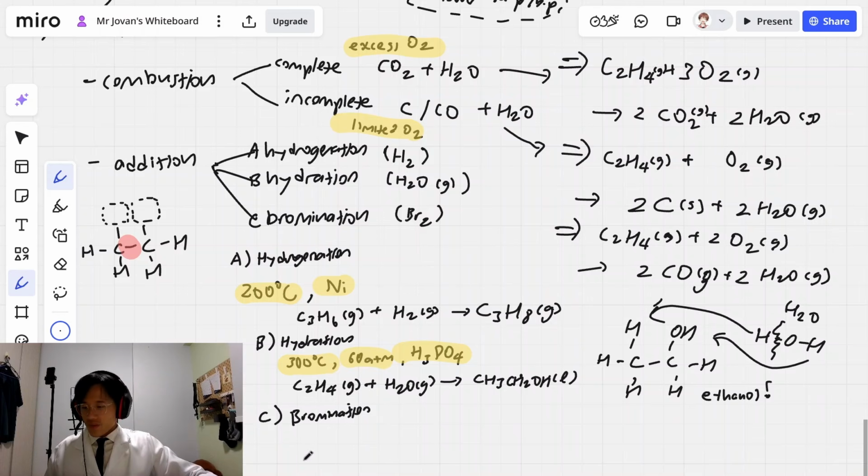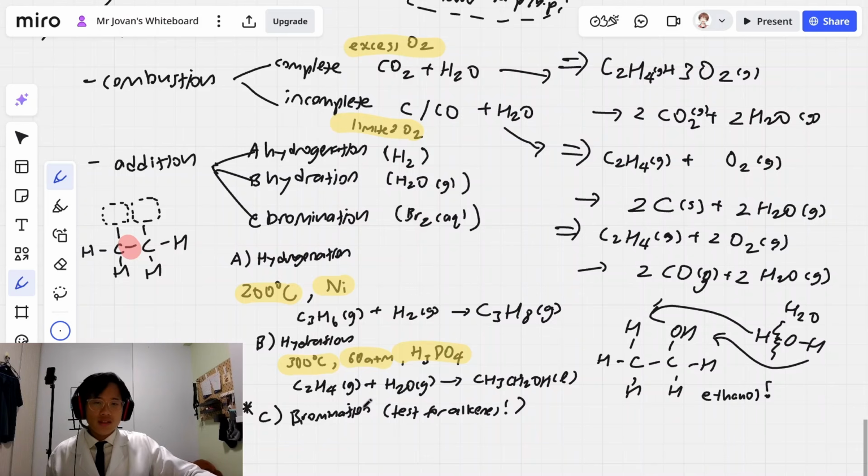Okay, Br2. Now, bromination is an addition reaction of alkenes with aqueous bromine. Take note now, this bromine is aqueous. Now what are the conditions needed? You don't need any special conditions for this reaction. Congratulations, you lucky boy or girl. This reaction here is very important because we use this to test for alkenes.